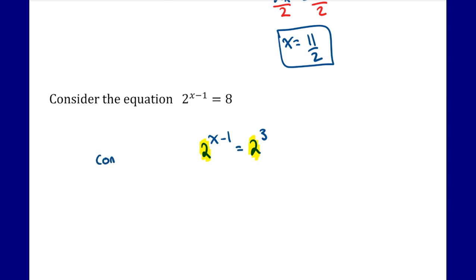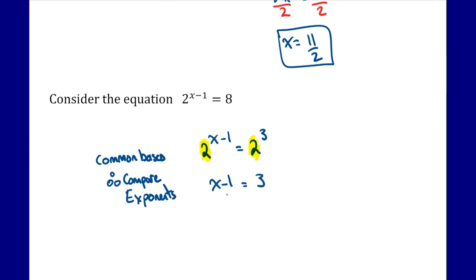So we have common bases. Therefore, we can compare exponents. When we compare exponents, we essentially just take x minus 1, and that has to equal 3. Because we have equivalent bases or common bases, we just compare the exponents. In order for them to be equal, x minus 1 has to equal 3.